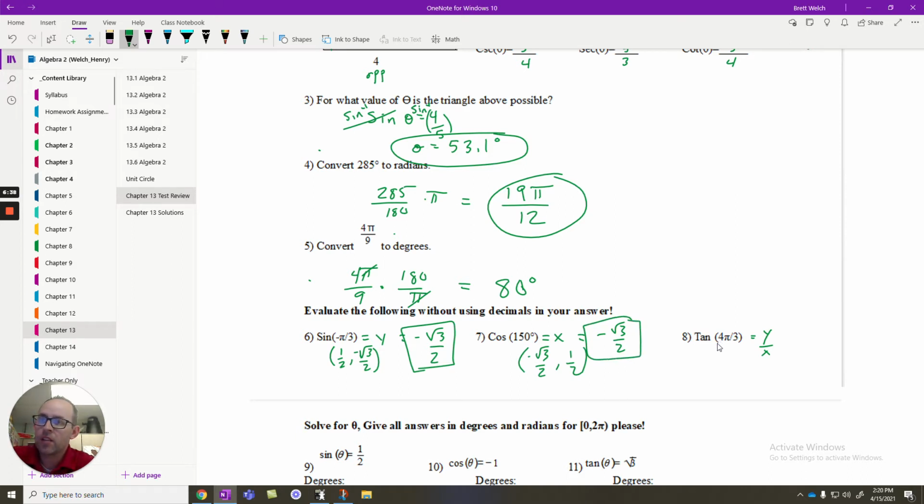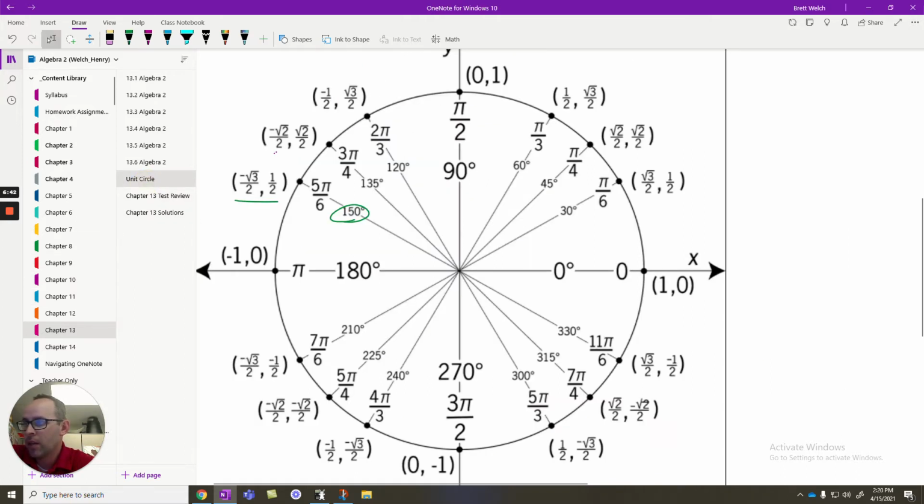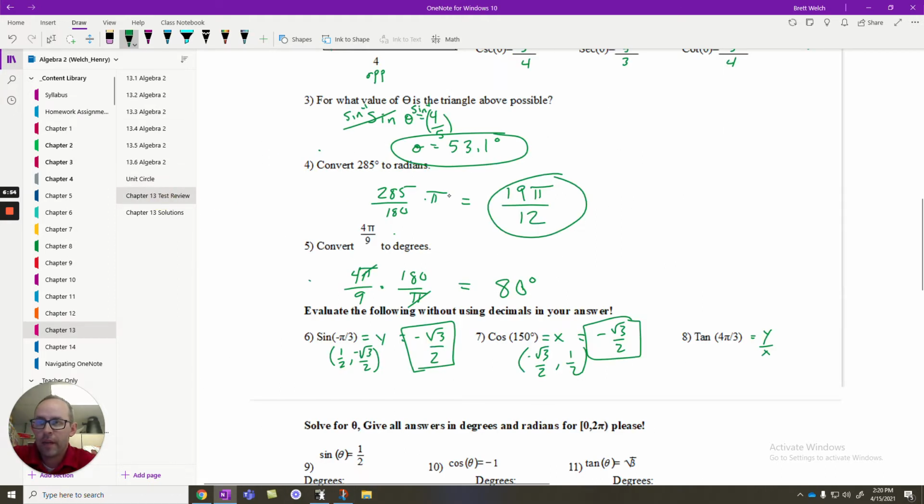Last one is the tangent of 4 pi over 3. Well, let's go find 4 pi over 3. 4 pi over 3 is down here. There's my x and y. My y is the root 3 over 2 and x is the 1/2. They're both negative. So my ordered pair here is negative 1/2 comma negative root 3 over 2.